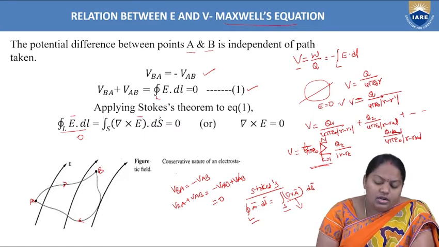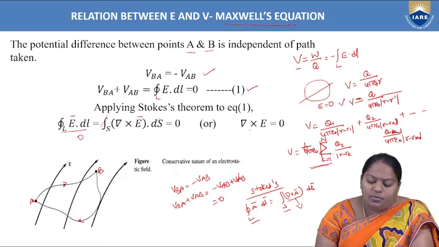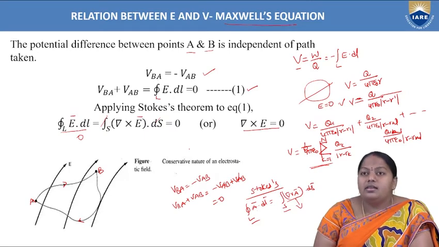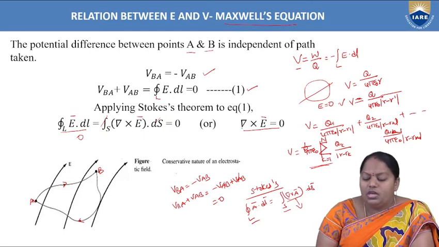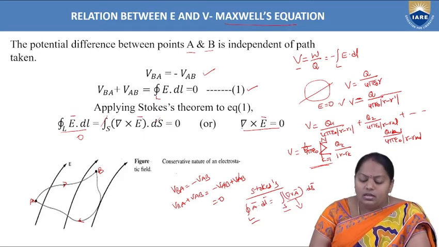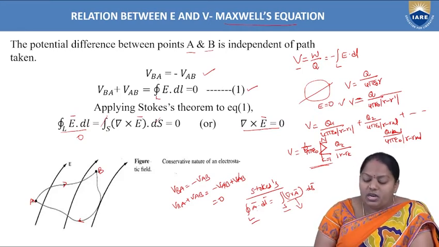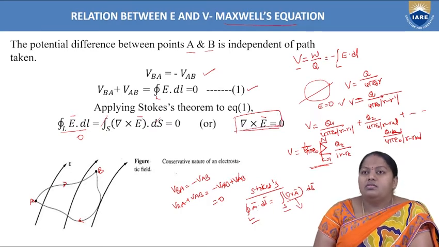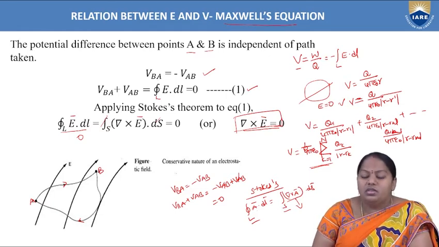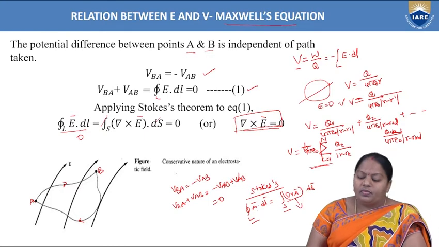Now integration and differentiation get cancelled, and from that we have del cross E equal to 0. E is always a vector, so del cross E bar equal to 0. From this statement we can say that the curl of the electric field is equal to 0. This is called the point form or differential form of the Maxwell's equation to be derived.